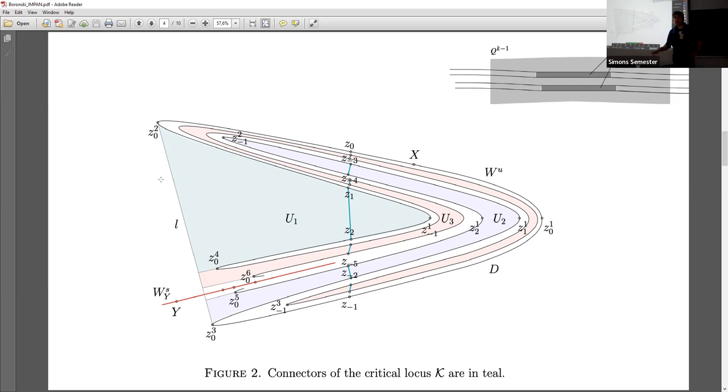And the critical orbits here are always infinite. I think even in the Benedicks-Carleson paper, it was said that it was the critical orbit that was dense in the attractor. What are these?